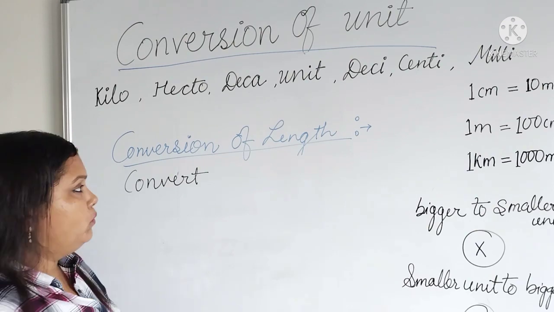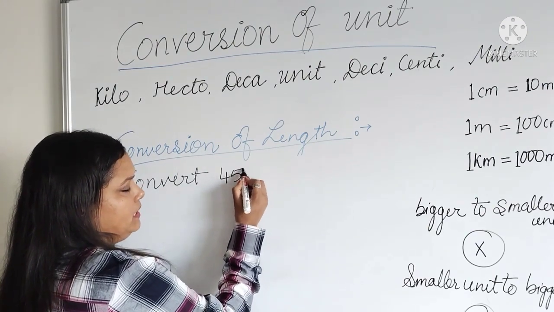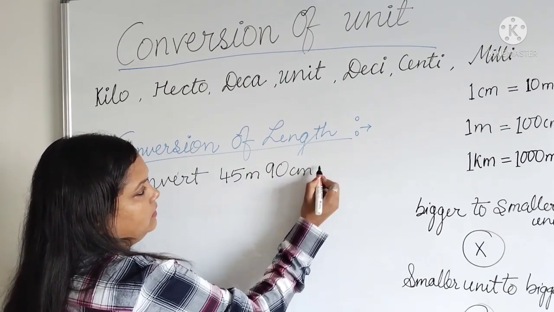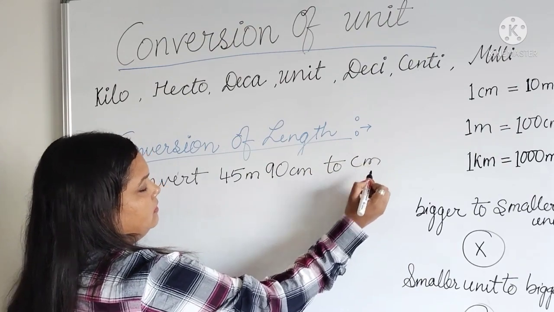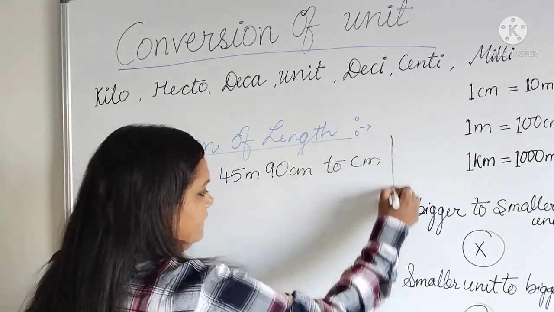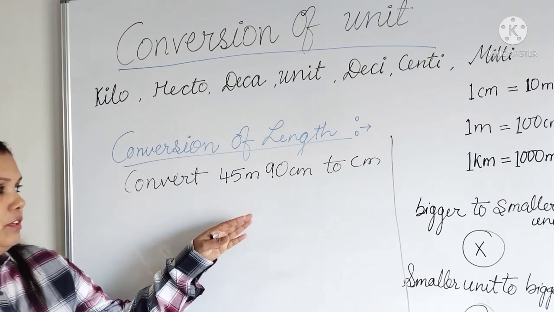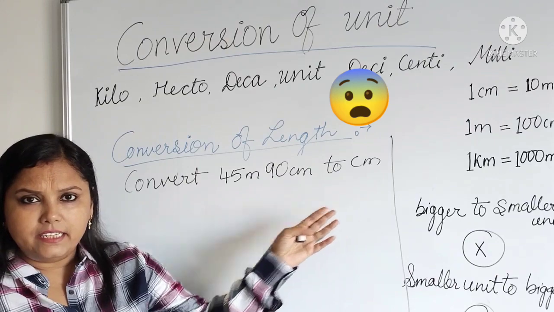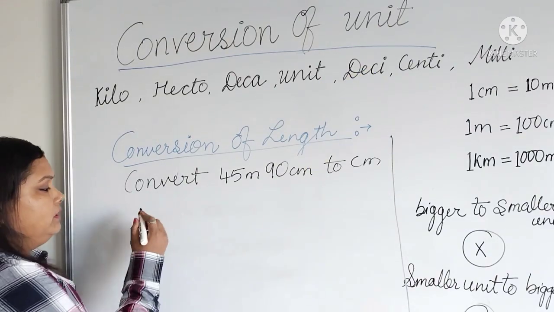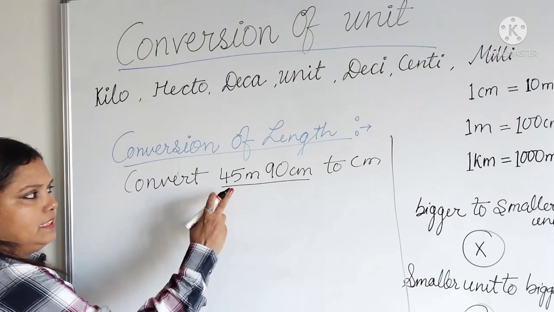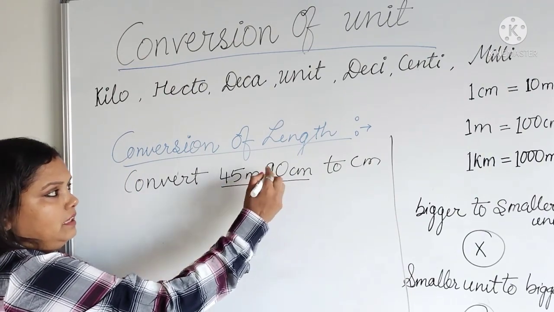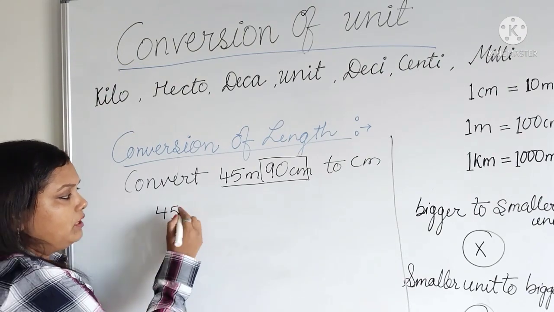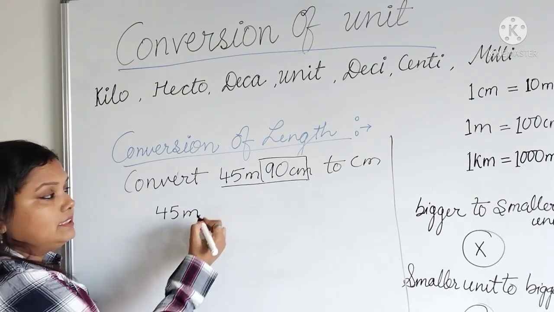Now let's do one more question. 45 meter 90 centimeter. When a question like this comes, many students get confused. It is already in centimeter and they want the answer in centimeter. What we need to do? In this question there is a meter part and a centimeter part. In the centimeter part we don't have to do anything. We just need to convert this 45 meter to centimeter.